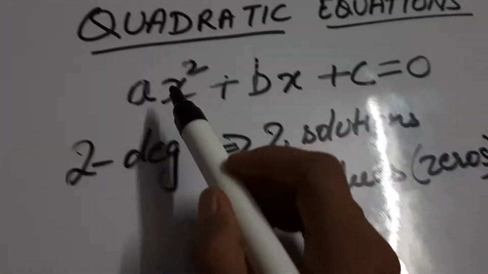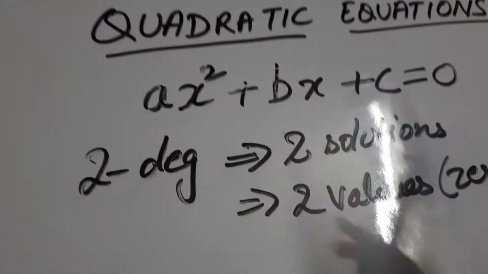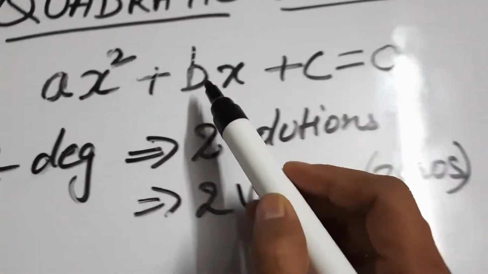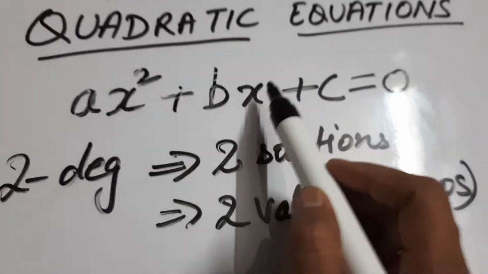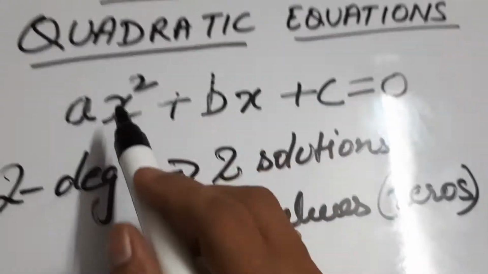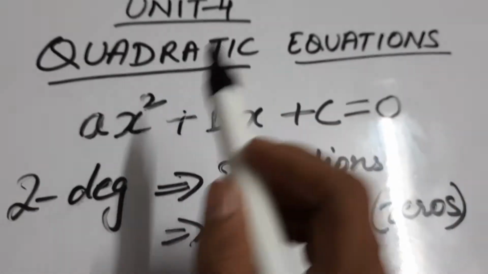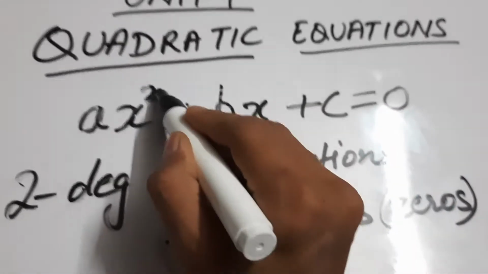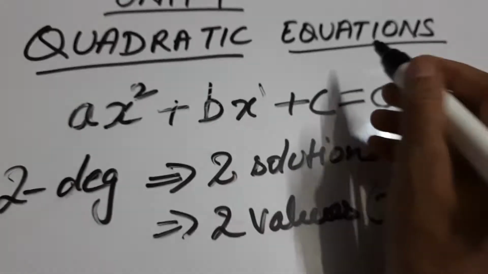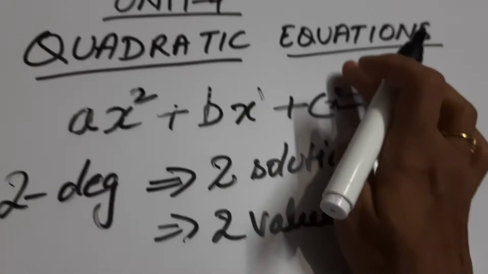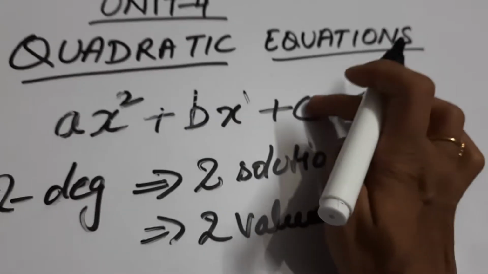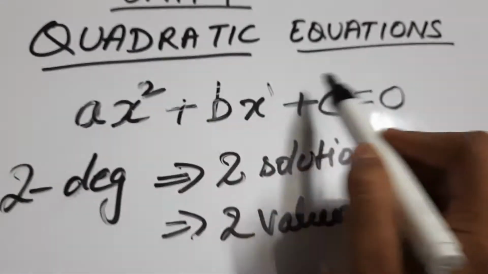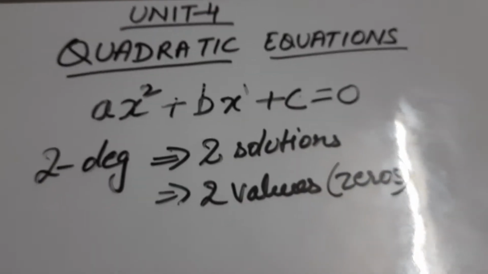And let us see what a, b, c are. Dear students, a is considered the coefficient of x square. b is the coefficient of x. c is the constant term. And the quadratic equation is always written in descending order of the power. Here x raised to power 2 is there, then x raised to power 1, then x raised to power 0. But because anything raised to power 0 is 1, we do not write x raised to power 0 here. So 2, 1, 0. I hope it is clear to you.